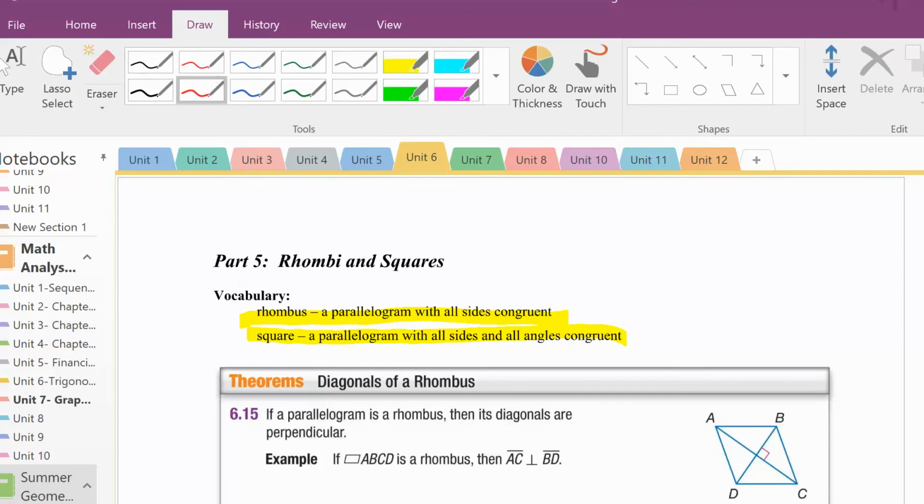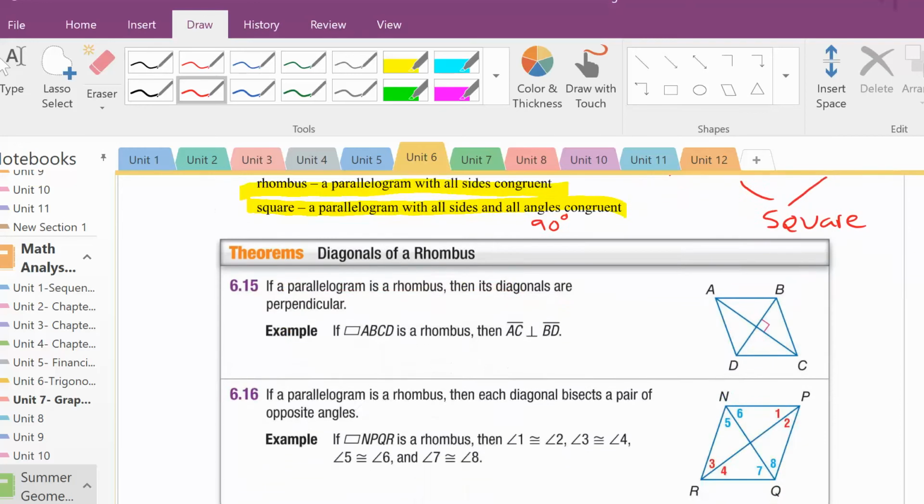So think, if you take a rhombus, and more specifically, all angles are 90 degrees. If you take a rhombus and combine a rectangle and a rhombus, you get a square. So that's basically what a square is. It's a combination of a rhombus and a rectangle.